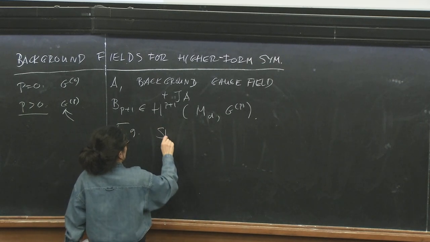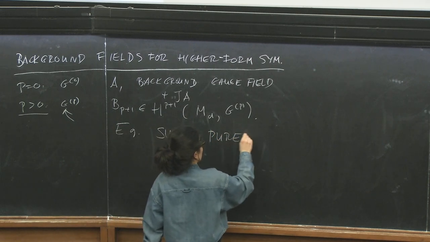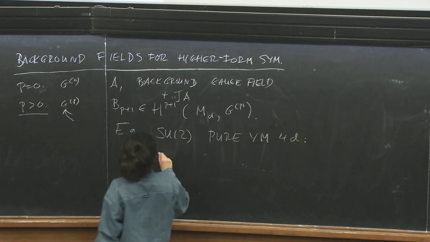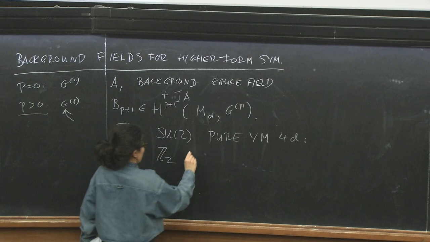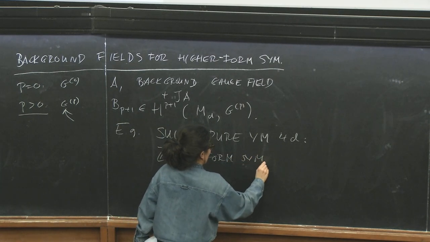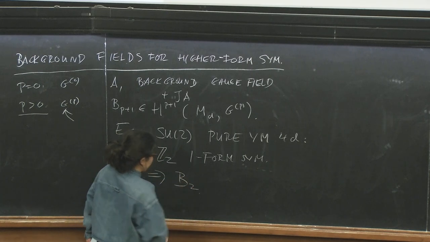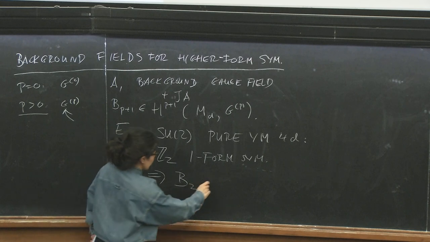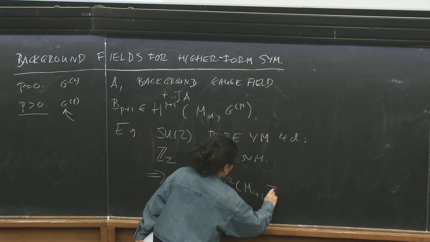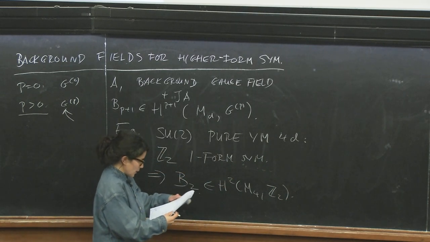So for example, if you have your SU(2) pure Yang-Mills in four dimensions, we said this has a Z_2 one-form symmetry, then this would introduce a two-form background field, and that would take values in H^2 of M_4 with Z_2 coefficients.